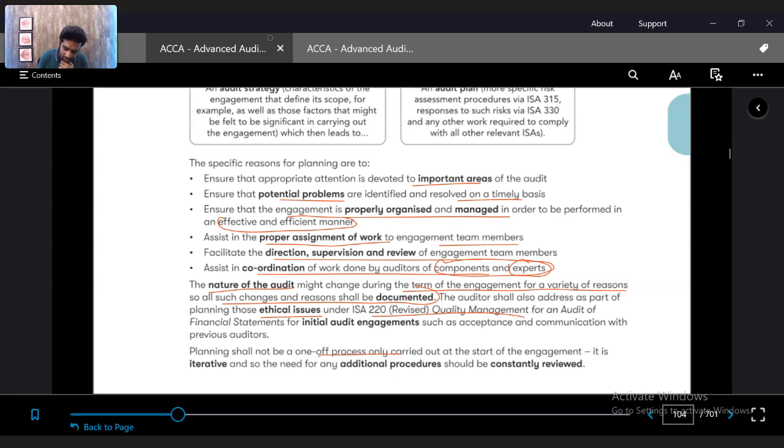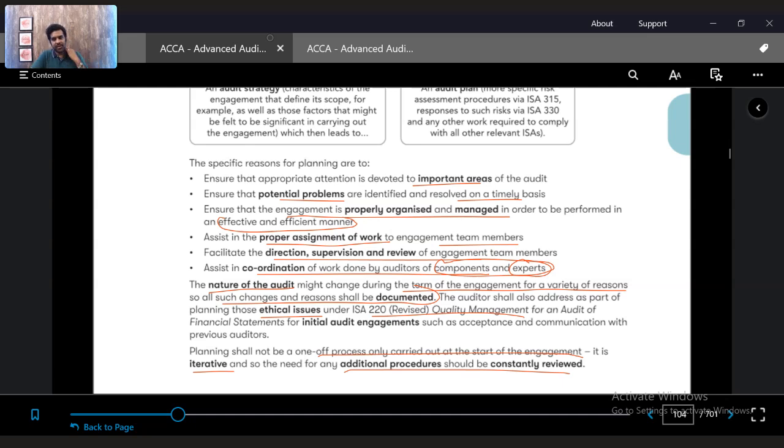Planning should not be a one-off process carried out at the start of the engagement. It is iterative, so additional procedures should be constantly reviewed. Iterative means I planned my travel very well and started for the road trip, and everything was going well. Suddenly, when I was entering a toll, my tag was not working. Then I realized I had not recharged my tag. Now that's a problem.